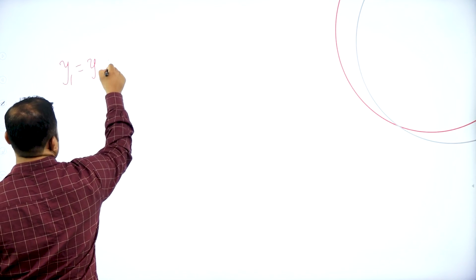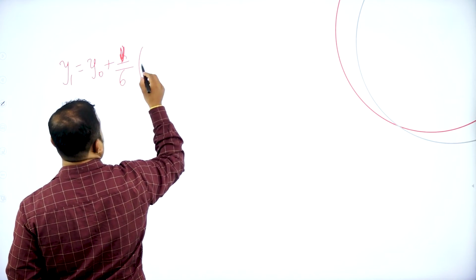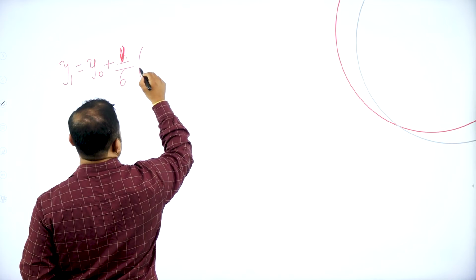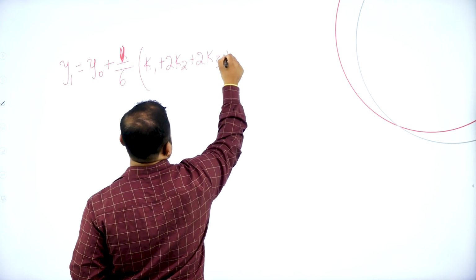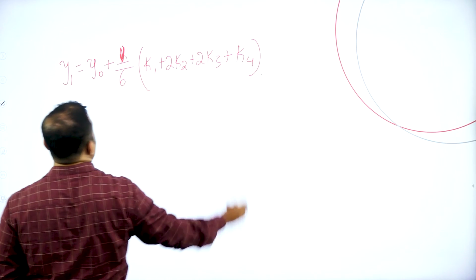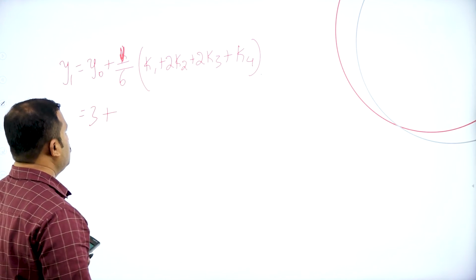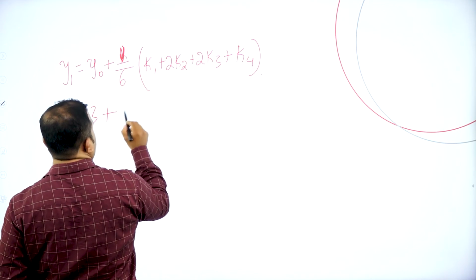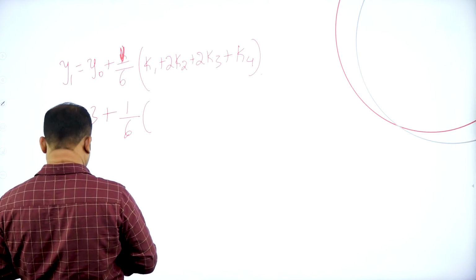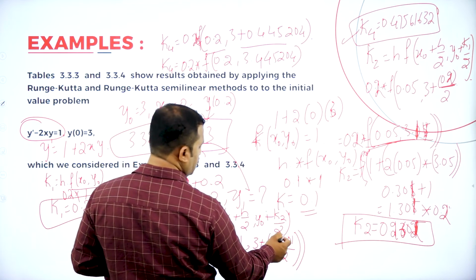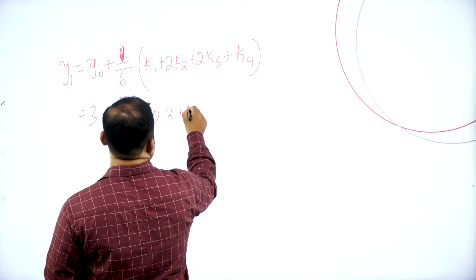Y1 equal to Y0 plus 1 by 6 into, that is h by 6, this term that is equal to K1 plus 2 times K2 plus 2 times K3 plus K4. We have these terms here. What is the value of Y0? Y0 is equal to 3 plus 1 by 6. What is the value of 1 by 6 here? That is this term. 1 by 6 into what is the value of K1? K1 is equal to, we have found in the previous step, 0.2 plus 2 times K2.